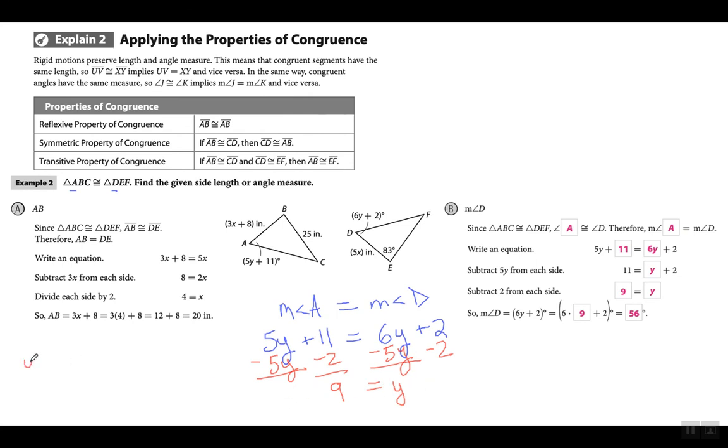However, let me write it over here because we're doing letter B. y equals 9. However, the question was not, what does y equal? The question was, what is the measure of angle D? That's what they're asking me. So since the measure of angle D is 6y plus 2, I have to substitute the 9 where the y goes. Hopefully you have your times tables memorized. 9 times 6 is 54, and 54 plus 2 gives me my answer, which is 56 degrees.